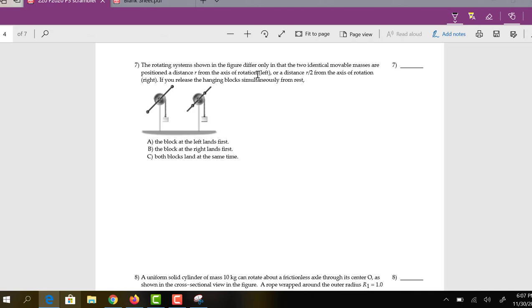Number 7, the rotating systems shown in the figure differ only in that two identical movable masses are positioned a distance r from the axis on the left. Okay, so look at this. These masses are all the way on the edge, or r over 2 in this picture. If you release the hanging masses simultaneously from rest, does the block on the left land first, the block on the right land first, or do they both land at the same time? So it turns out the block on the right is going to land first.